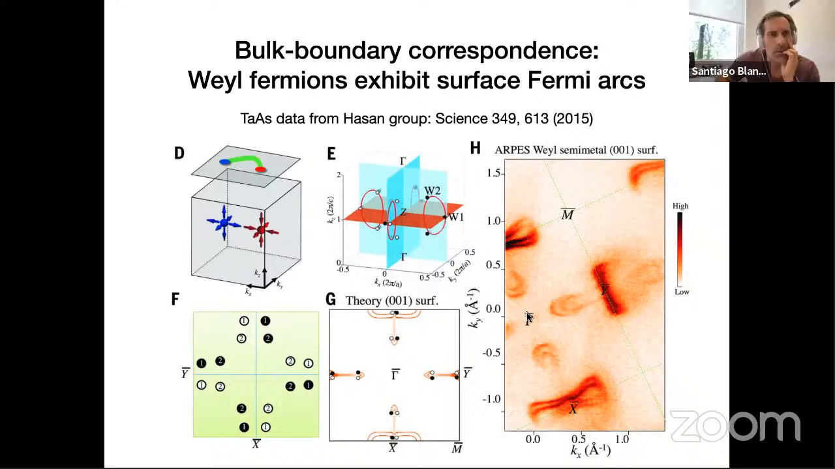Questions? Yeah, there are two questions. So the Fermi arc is obtained because for each k point between the Weyl points, you can define this construction with planes with a Chern number. Mm-hmm.